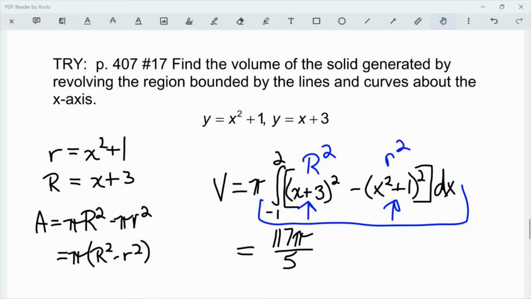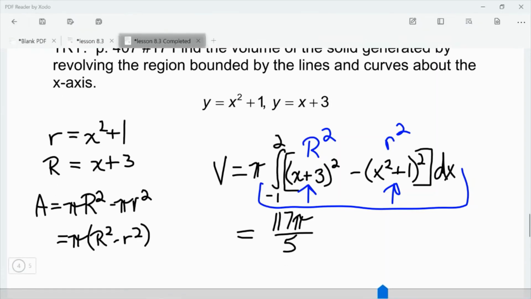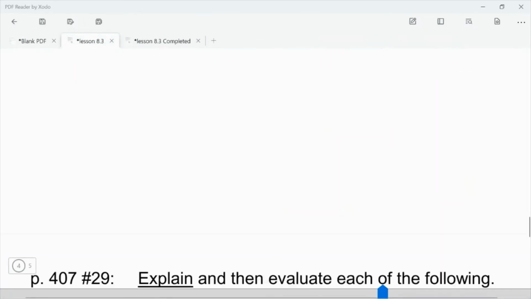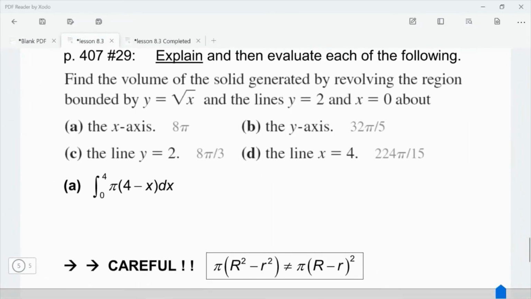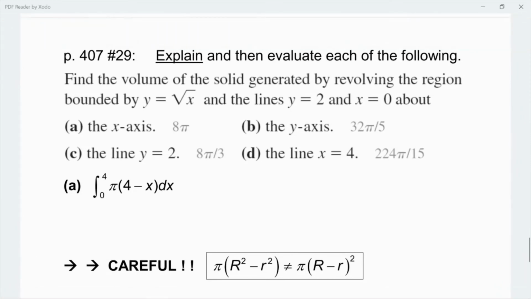And the setup is always the hardest part, because you've always got to be thinking about what that cross-section looks like. What is the thickness of that cross-section going to be? Now, there's one other type of problem that we need to look at, and that is when we start revolving around different axes.